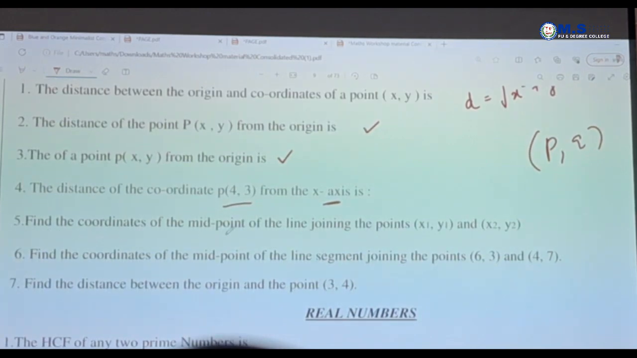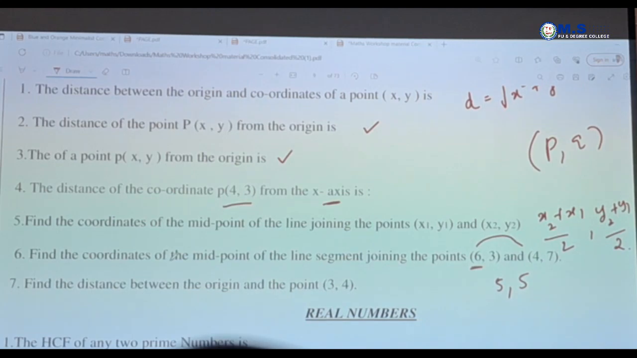Find the coordinates of the midpoint of the line joining the points x1, y1 and x2, y2. What is it? x2 plus x1 by 2 and y2 plus y1 by 2. So we can find out. The next question, 6th question. Find the coordinates of the midpoint. 6 plus 4 is how much? 10 by 2 is? Next. 3 plus 7 is 10. Okay?